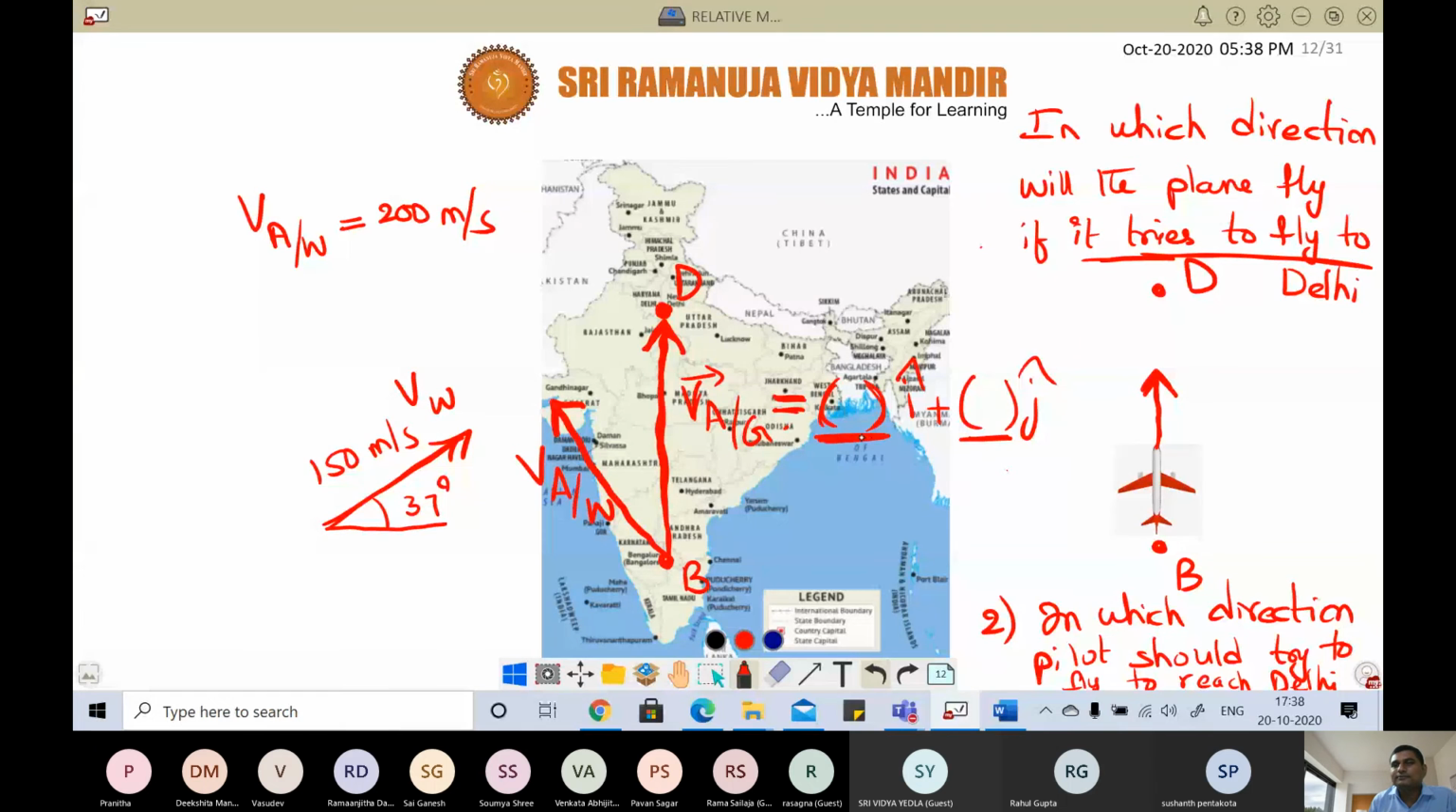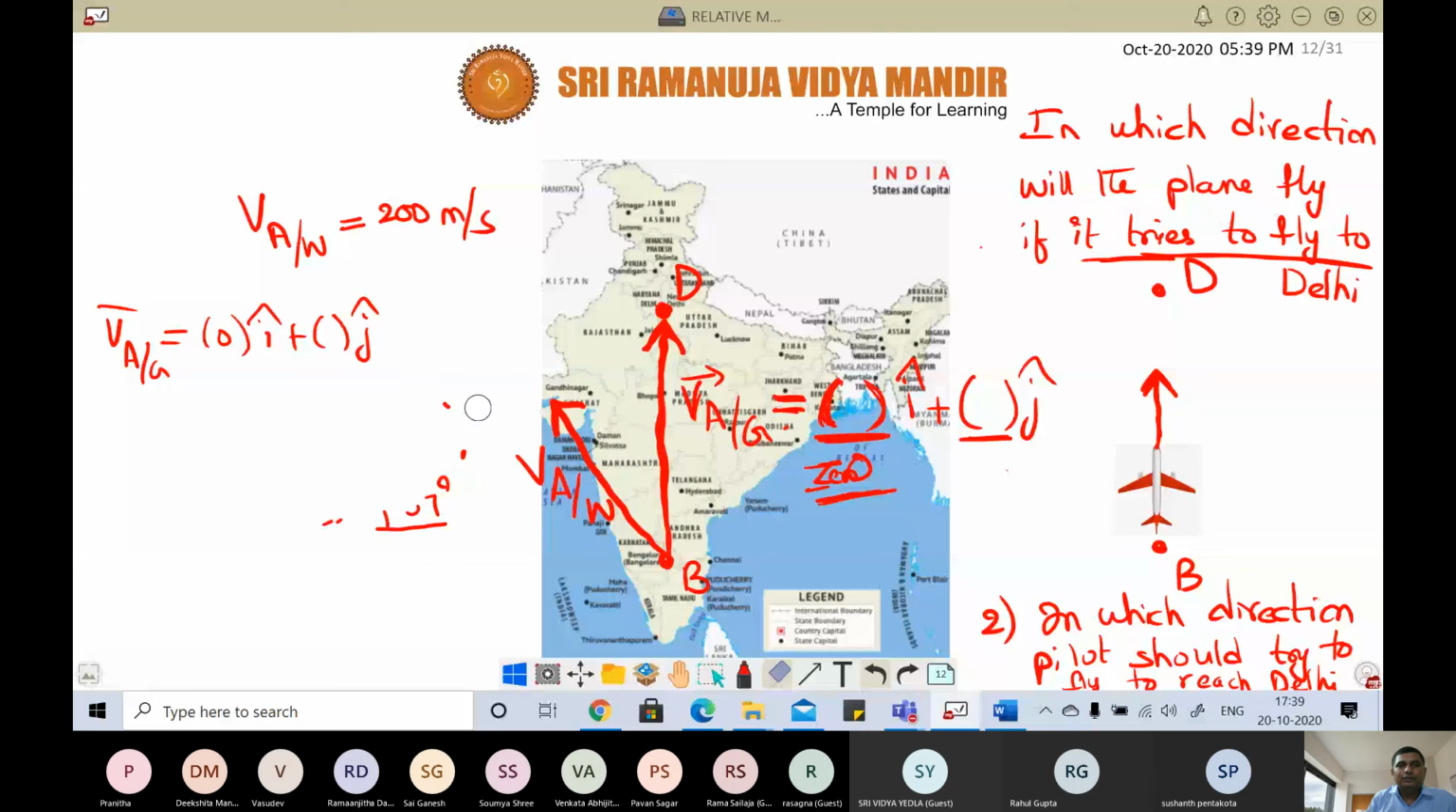That means I should not have an x component, the I cap component. X component should be 0. So when I write the equation, velocity of aeroplane with respect to ground is equal to 0 I cap plus some velocity into j cap. So now we know the velocity of this one is nothing but velocity of aeroplane with respect to wind plus velocity of wind with respect to ground.